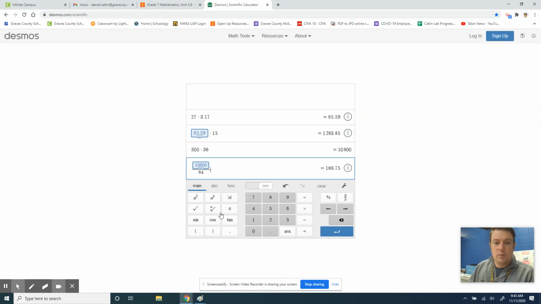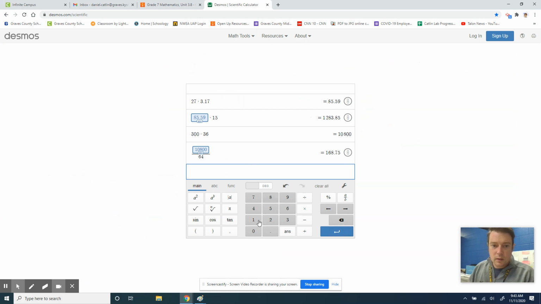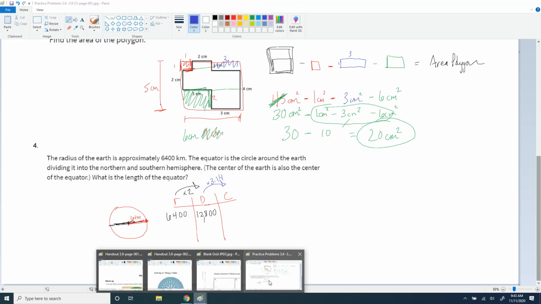So let's do that real quick. 12,800 times pi, 3.14. And voila, 40,192 is our approximation.